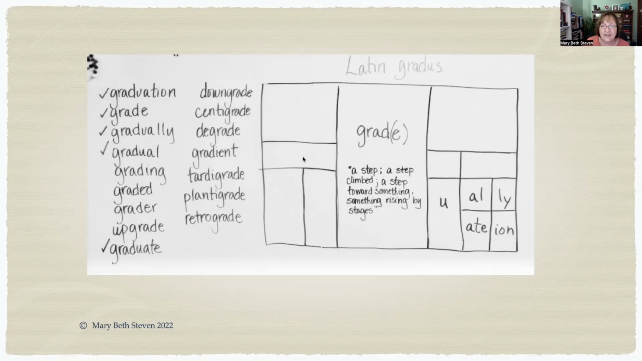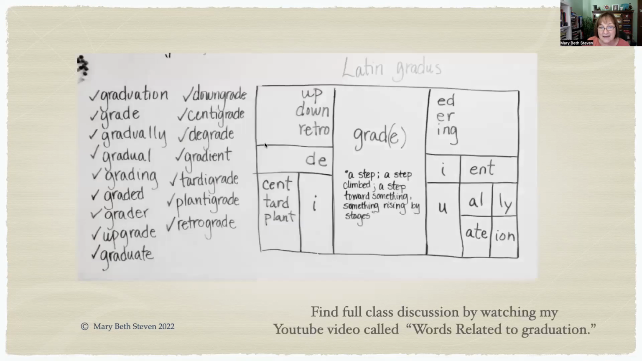And the student said, degrade has to go in that single spot because it's a prefix. The DE is a prefix. All the other words create compound words. So those are free bases, and they need to be together up here. So that is exactly what happened.